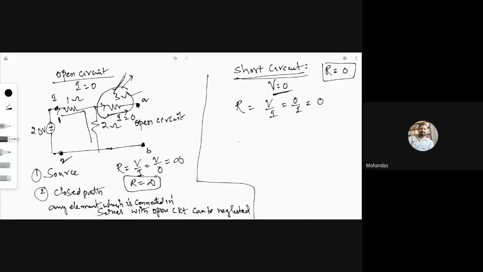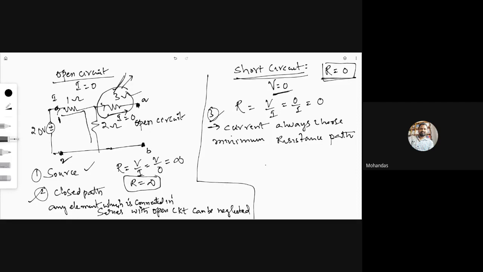Another property of current is that current always chooses the minimum resistance path. This is the third property. Current can flow only when a source is available and a closed path is available, and it always chooses the minimum resistance path. Now for the short circuit, how much resistance is there? R equal to 0 ohms.